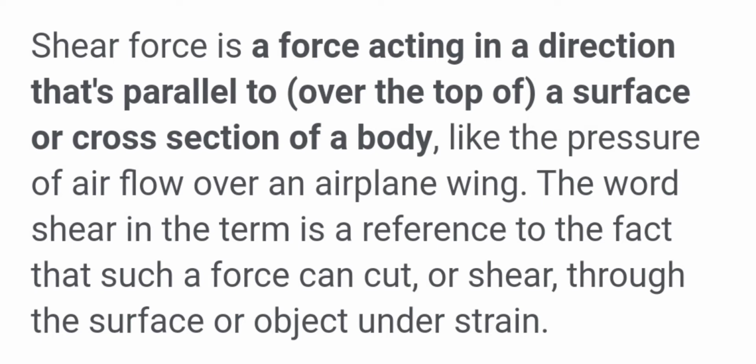So shear stress in this arrangement will be force resisted by rivet PR divided by cross-sectional area of rivet A. Shear stress is generally denoted by Greek letter tau. Unit of shear force is Newton or pound force, and unit of shear stress is Newton per mm square or pound force per inch square.